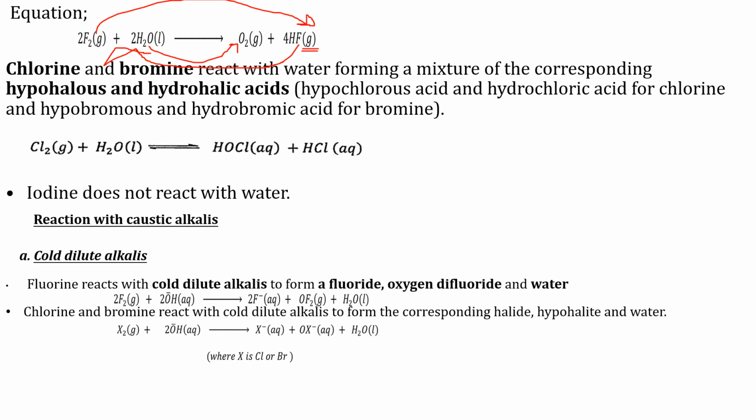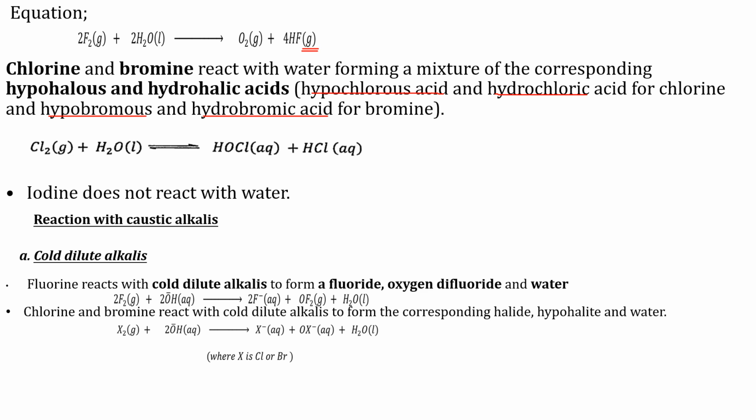Looking at other elements, fluorine, chlorine and bromine. Now I want you to take note that iodine does not react with water. It's almost insoluble. Remember, iodine exists as a solid. Chlorine and bromine react with water, forming corresponding hypohalous and hydrohalic acids. For chlorine, it will form hypochlorous acid and hydrochloric acid. But for bromine, it will form hypobromous acid and hydrobromic acid.